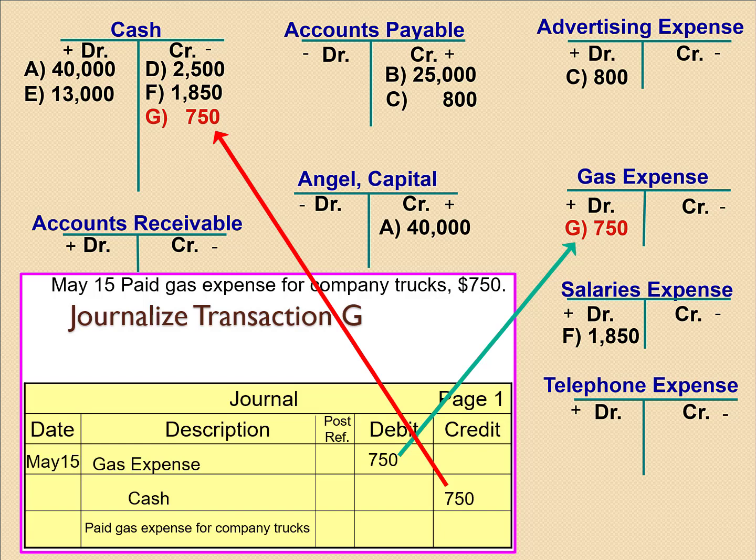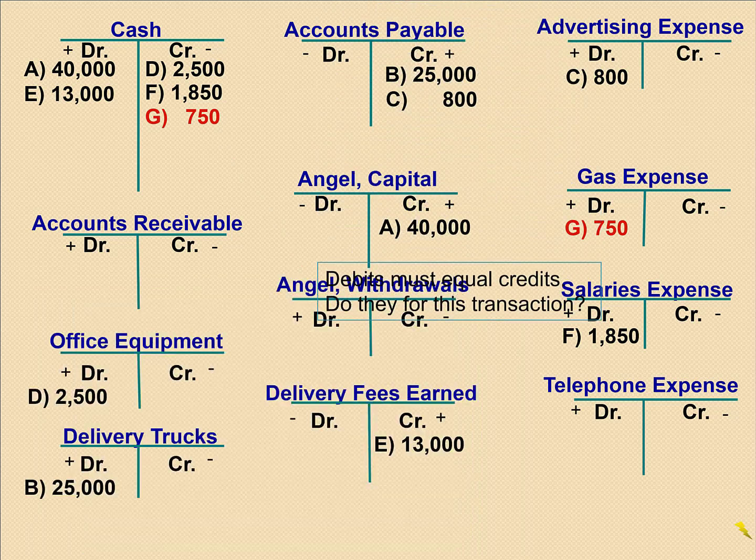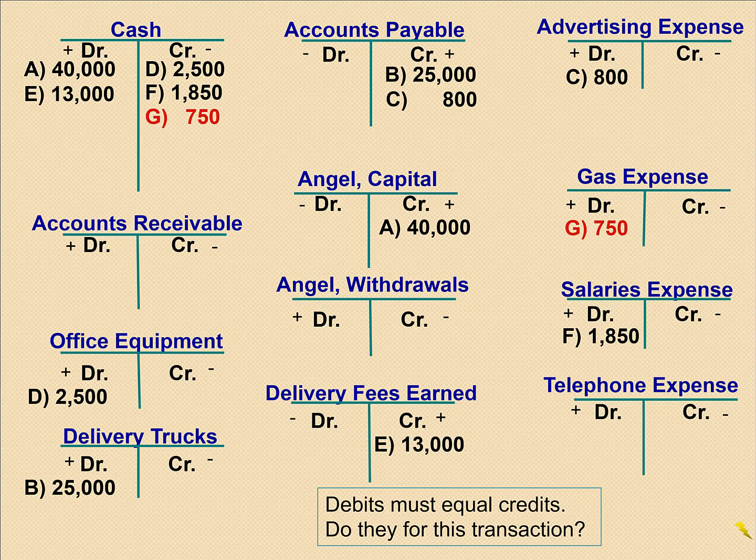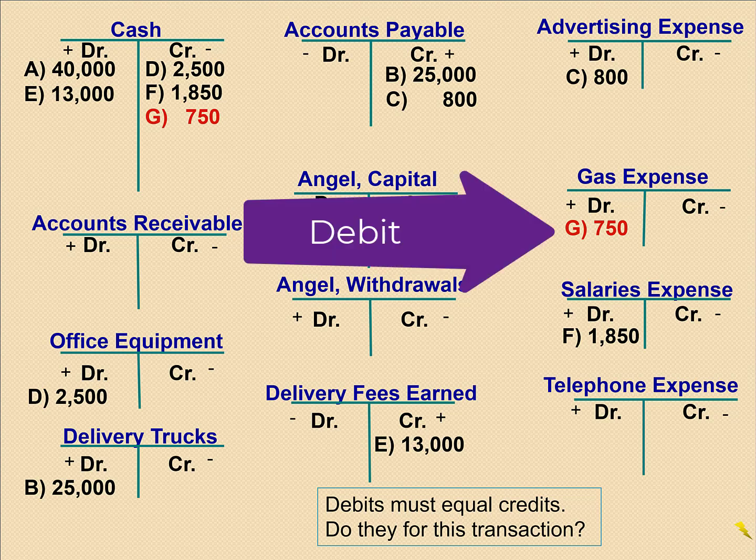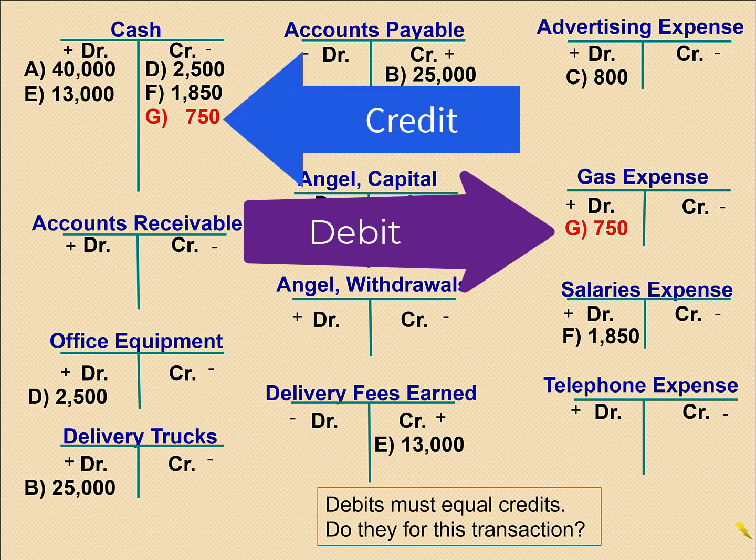Letter G. And then the last thing we need to do for this transaction, check: do we have a debit and a credit and they're both the same amount? We have a $750 debit and we have a $750 credit.